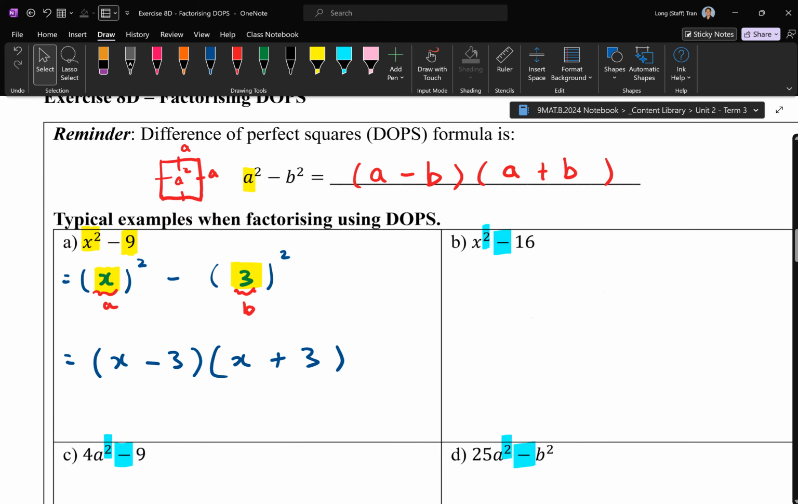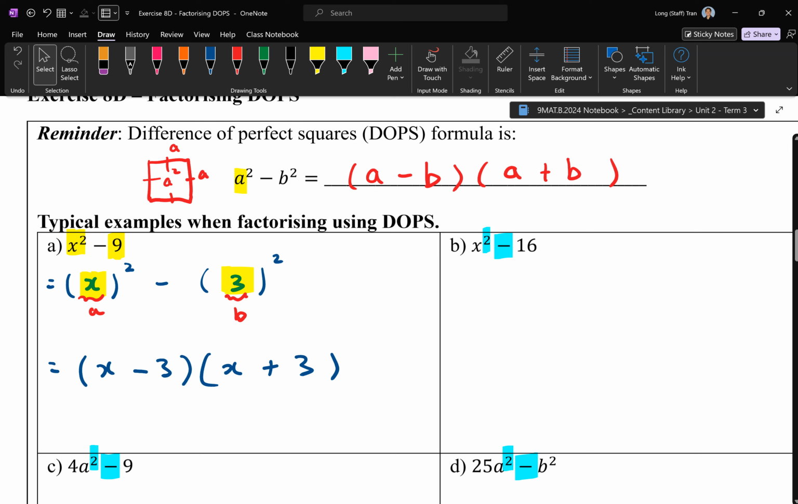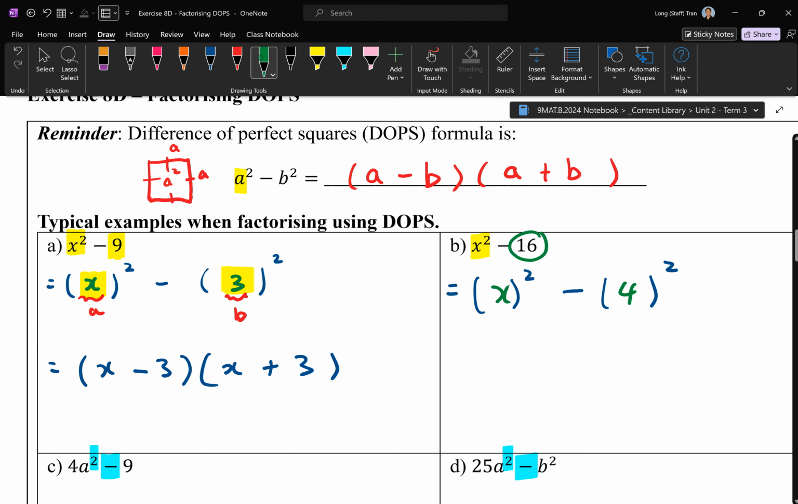Here we go. Same thing with the next one. This is x squared minus 16. If I asked you to write it as DOPS again, this is what you do: something squared minus something squared. So I ask the same question. Jaden, square of what will give you x squared? X. And then Jake, square of what will give you 16? 4. So now that you've got your a and your b, according to the rule, a is x, so it should be x minus your b, which is 4, and a again, x, plus whatever your b is, which is 4.